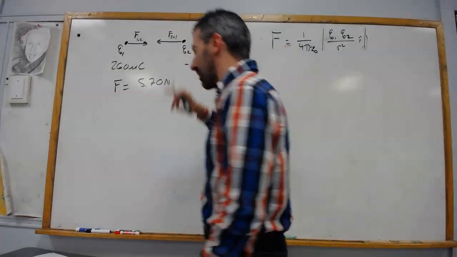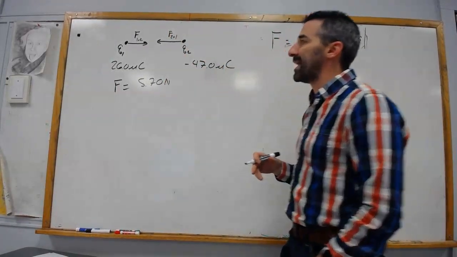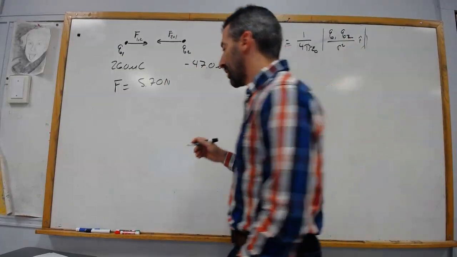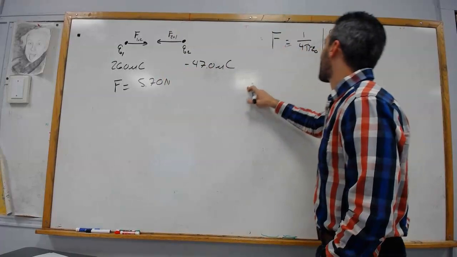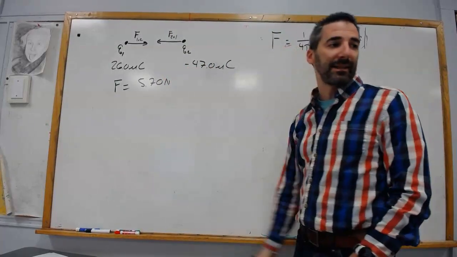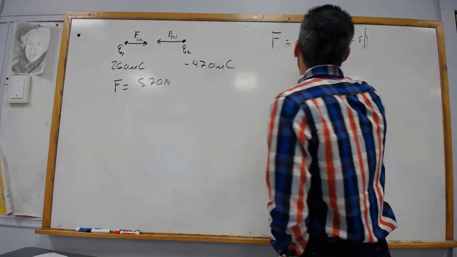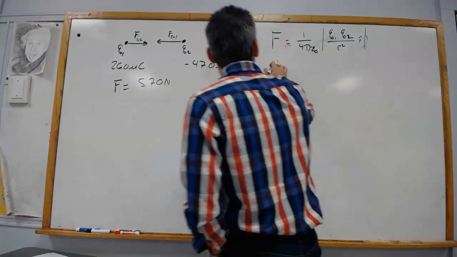I know micro is something times 10 to the negative 6th, nano is times 10 to the negative 9th. So I can plug right in, but we're in our AP class, so we're not going to do that. We're going to rearrange for variables. So I'm going to say that.